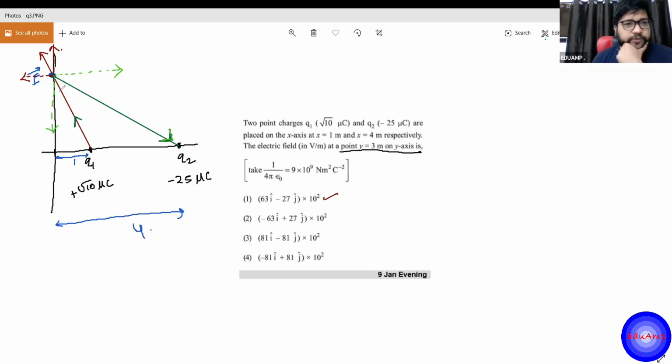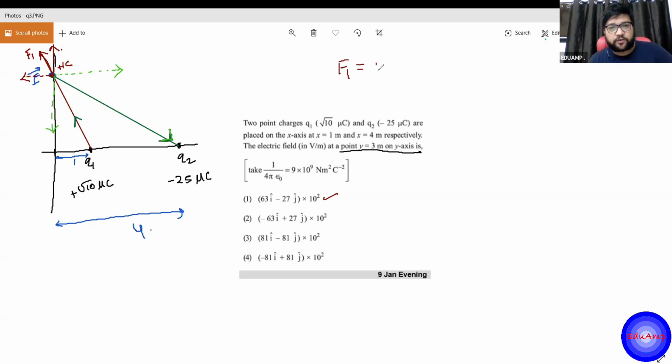Fine. So see, if I put a +1 coulomb charge here, now this Q1 is repelling it in this direction. With what force? Let's say this is the F1 force. So the magnitude of F1 is what?